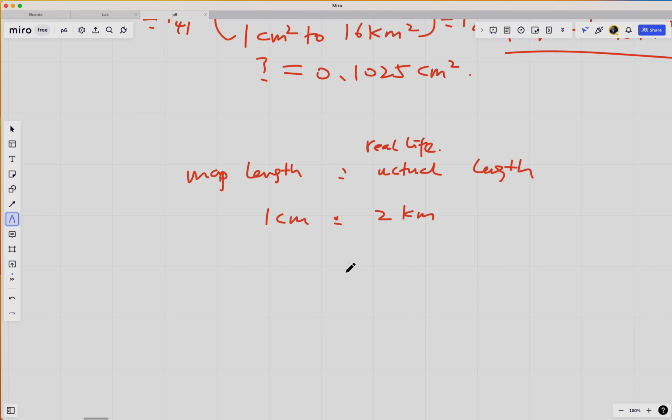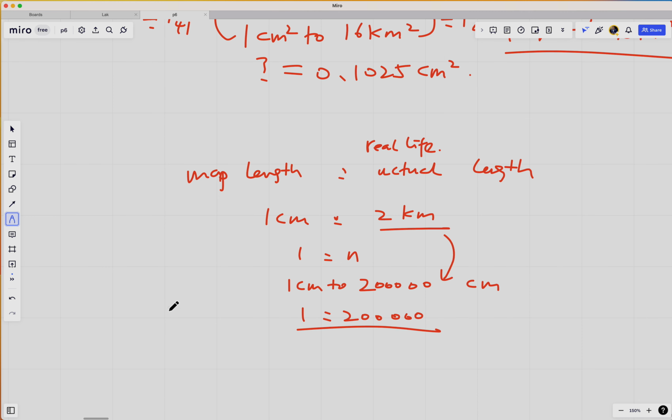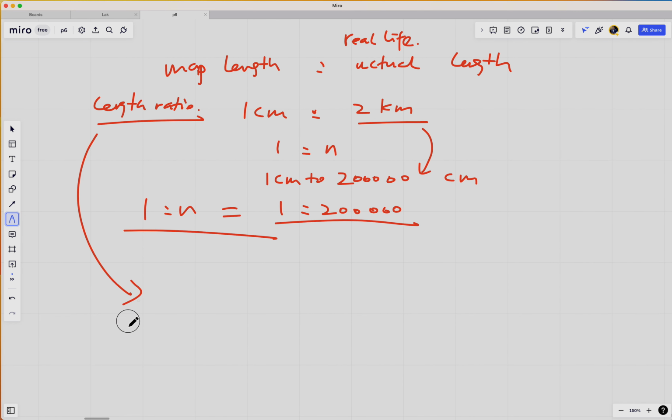Then sometimes the question needs you to get it into 1 to n. So what's the meaning of 1 to n? 1 to n means you have to get it into 1 cm to, in cm as well. So this will be 2 kilometer, 200,000 cm. So there you get your 1 to 200,000. That's your 1 to n. So this is your length ratio. If you do this kind of question, you have to write down this step. Then from the length ratio, how do you get the area ratio?